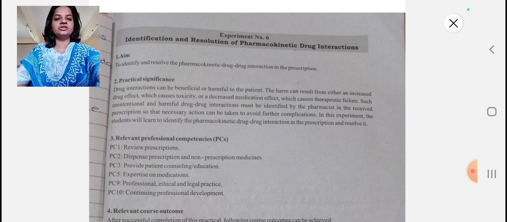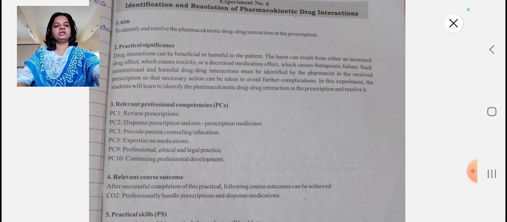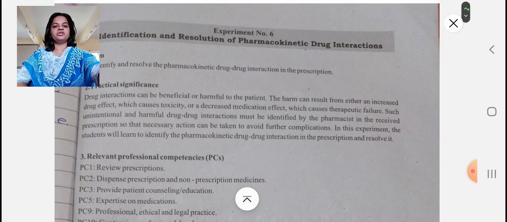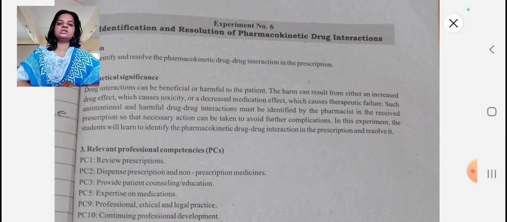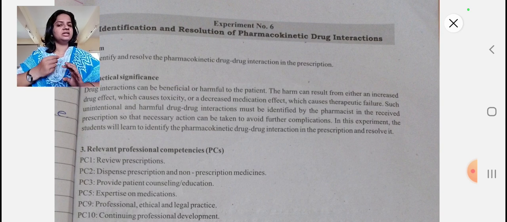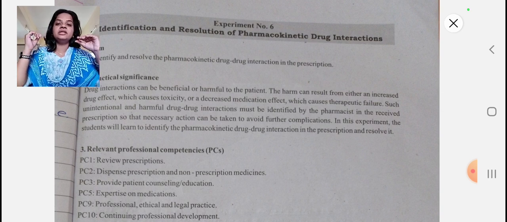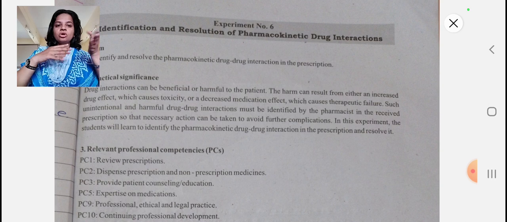Now, first, drug interactions. These can be harmful or beneficial to the patient. The harm can result from either an increase in the drug effect, which causes toxicity, or a decrease in the medication effect, which causes therapeutic failure. These are the unintentional, harmful drug interactions. As a pharmacist, you should identify these harmful and unintentional drug interactions in prescriptions, so that the necessary action can be taken to resolve the problem.